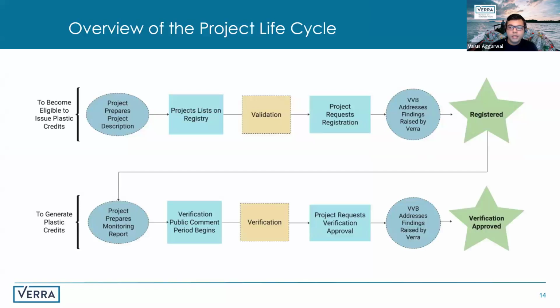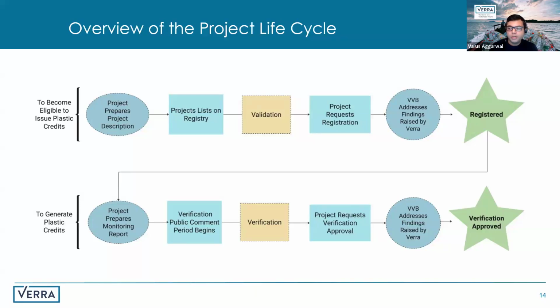So in order to be eligible to issue plastic credits, a project needs to register with the plastic program. And registering with the plastic program begins with preparing a project description, followed by listing the project on the registry, validation by a VVB, post which a project can request registration, and Verra conducts a completeness and accuracy review of that request, which may result in findings which need to be addressed by the VVB. And then upon the successful closure of the registration review, the project is registered.